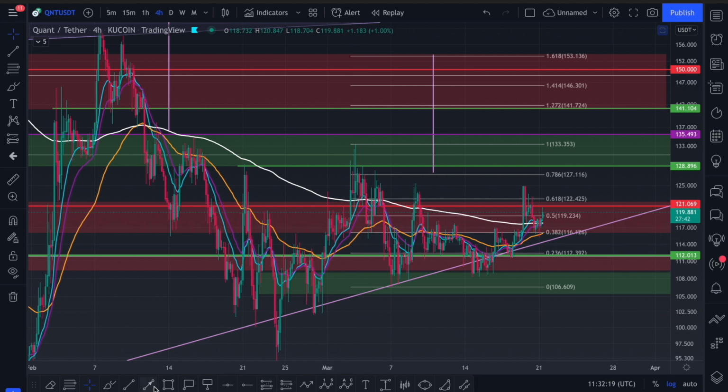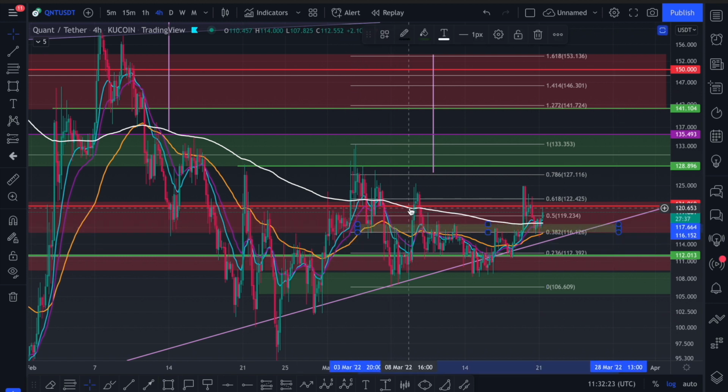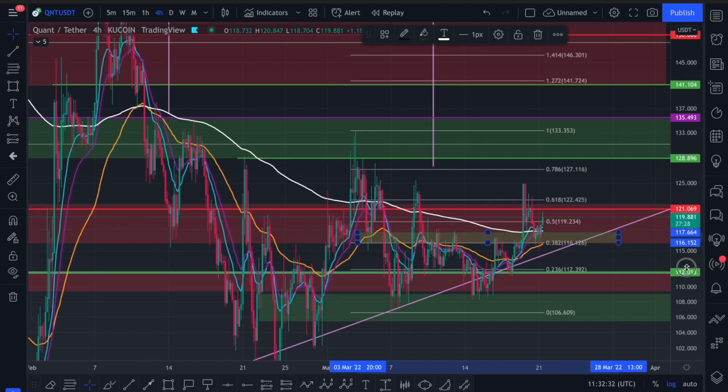But you can see that this previous support here was flipped into resistance, got above it, couldn't hold it, resistance, came back down for support, resistance, support, broke out, now holding it as support. So this is a good bullish retest.